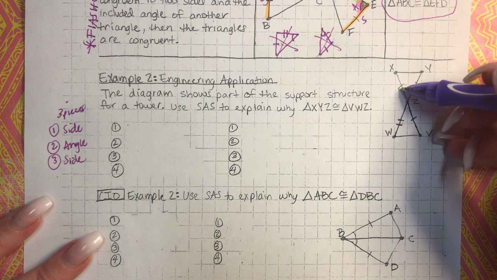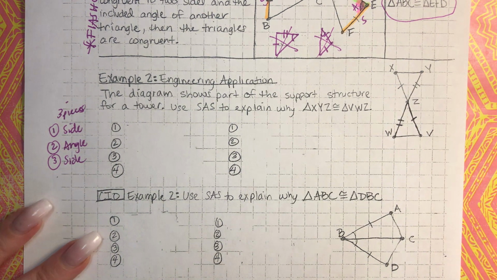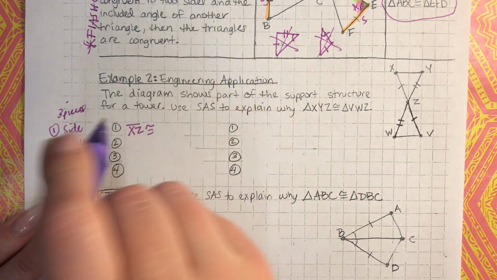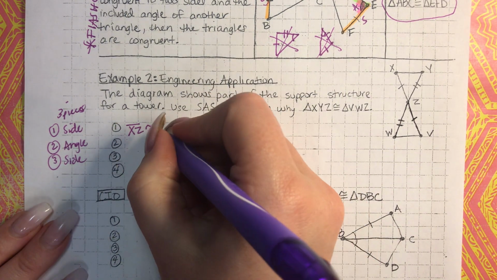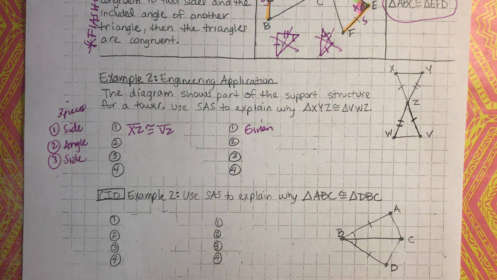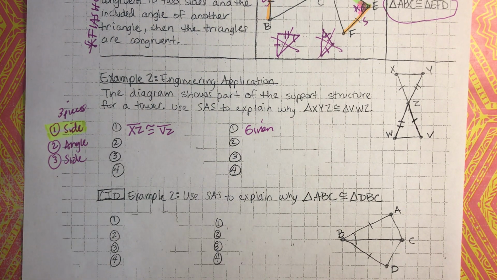I see that this has a tick mark of 1 and this has a tick mark of 1, so those are congruent to each other. So we can say XZ is congruent to VZ, and that's just given. I love it when it gives it to us. It makes it just so easy. Okay, so we have that side.